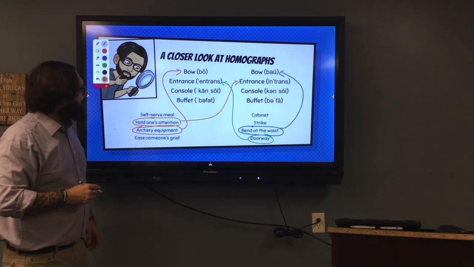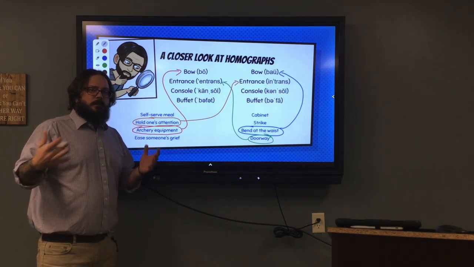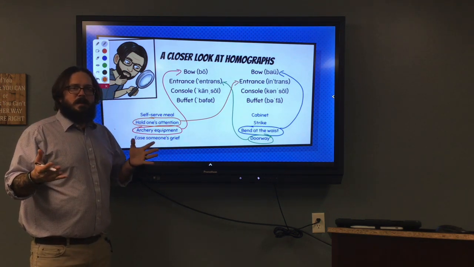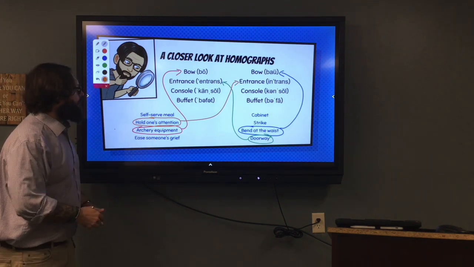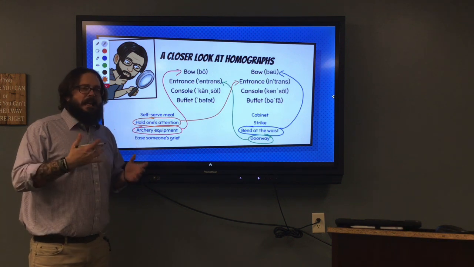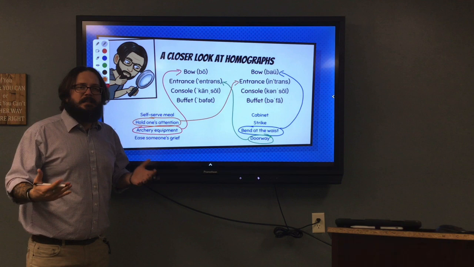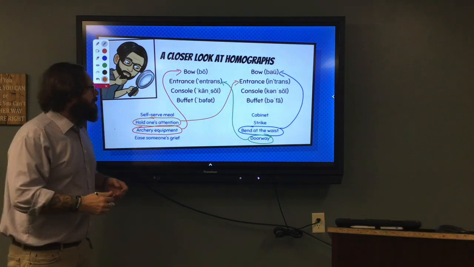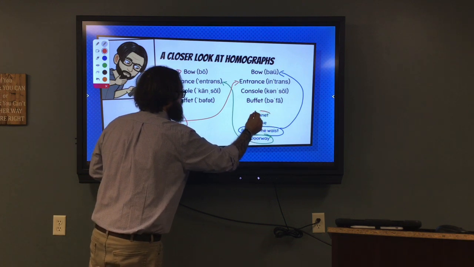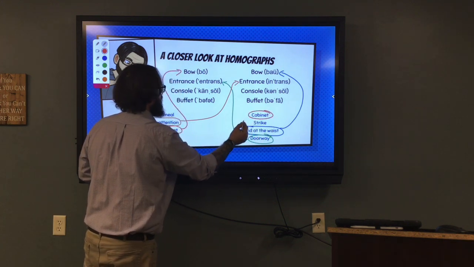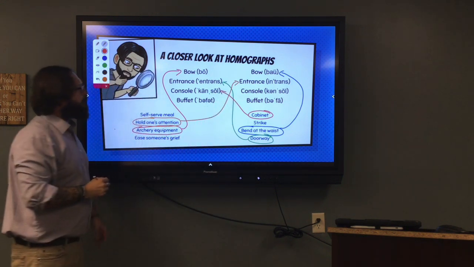Console. Now, console, for my gamers, one of the first things that would come to mind is you would think maybe, PlayStation console or Xbox console. But in our instance, we're referring to a cabinet, a console cabinet. So this pronunciation, console, refers to the cabinet.